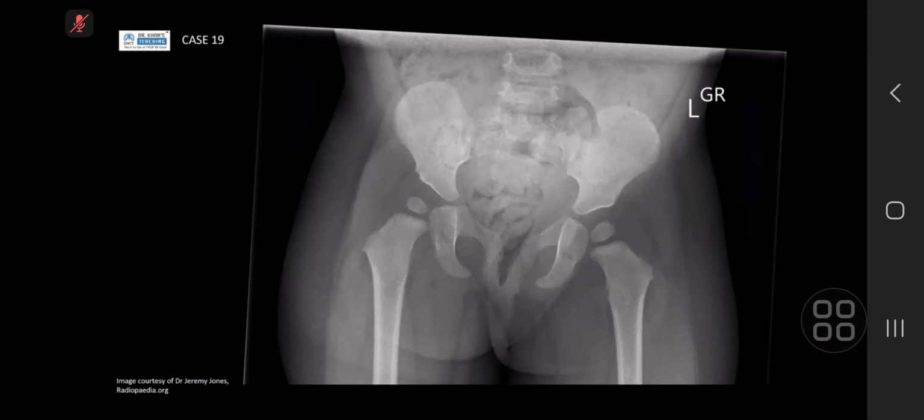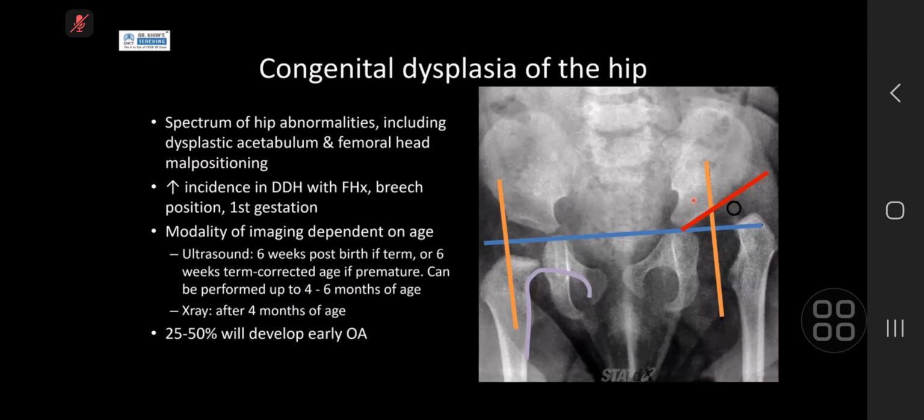Okay. So the next slide shows you all the key features, and now you've got a left-sided DDH because this femoral head should be in here. So my history wasn't the best, because essentially if she had breech presentation, family history, and was firstborn, these are key risk factors, highly suspicious of DDH, and all of them fall under the NIPE guidelines, the neonatal hip screening guidelines. Can't remember the full term.